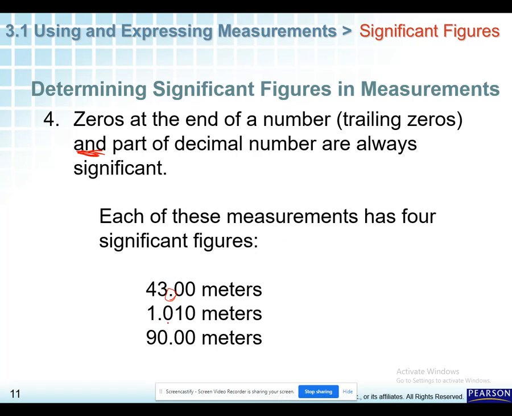Here, this 0 counts because it's between 2 non-zero digits, and then this one also counts because I have a decimal. And then lastly, this one also has 4 sig figs because although these zeros are at the end, I have a decimal here that makes them significant.